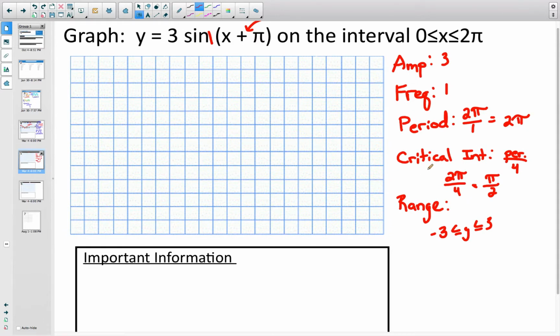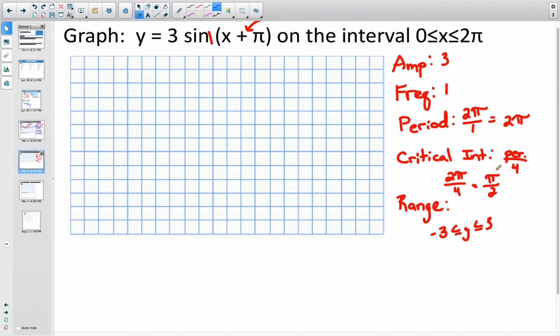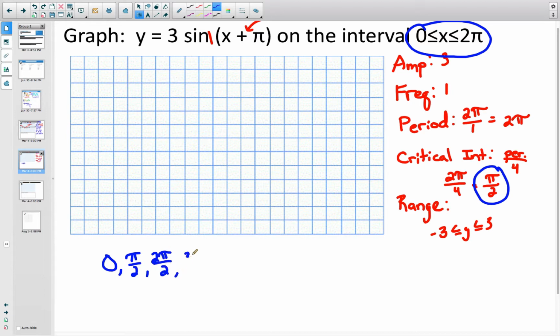Okay. The critical intervals is pi over 2, so why don't we go ahead and make our x-axis. I'm just going to get rid of this. We know our critical intervals, pi over 2. We know our domain is 0 to 2 pi. So let's start at 0, and we're going to go up by pi over 2 intervals. So 0, 1 pi over 2, 2 pi over 2, 3 pi over 2, and 4 pi over 2. I'm going to stop at 4 pi over 2 because 4 pi over 2 is really just 2 pi.